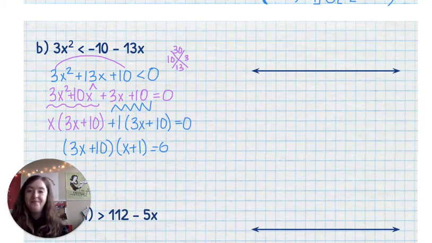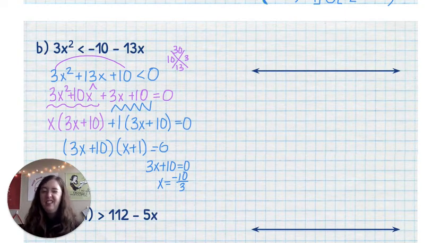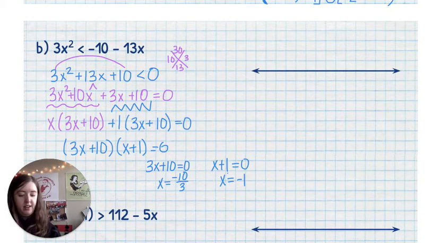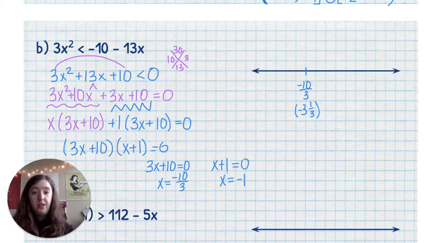equals 0. So then we'll set each of those equal to 0. 3x plus 10 equals 0. So x equals negative 10 thirds, just a little bit less than -3. X plus 1 equals 0, so x equals -1. So let's go ahead and make our number line. So negative 10 thirds. Remember, that's -3 1/3. And then we also have -1 on that line.